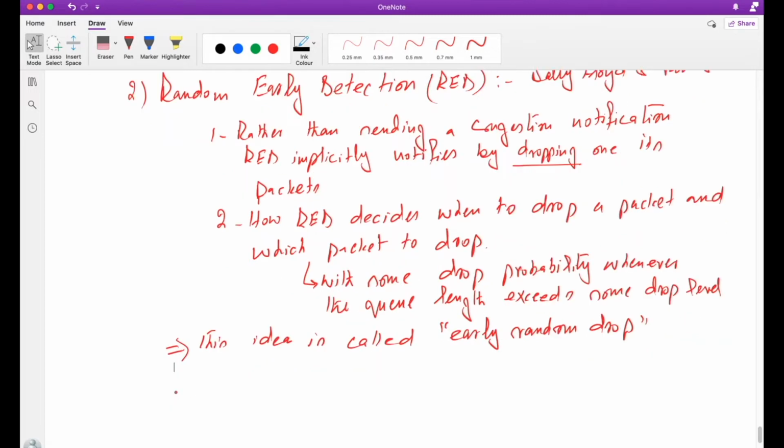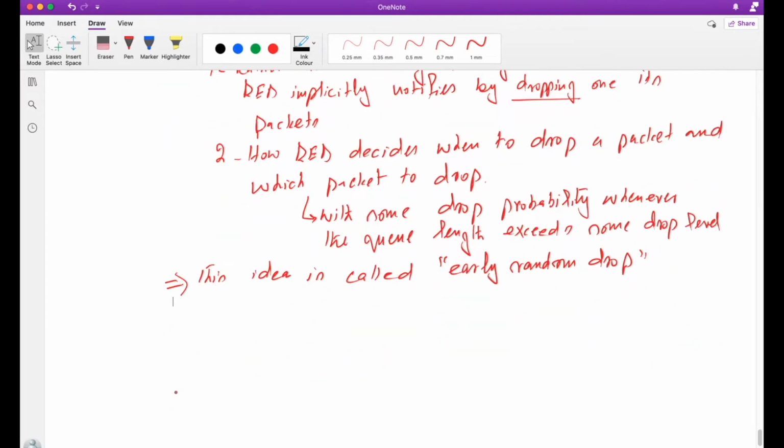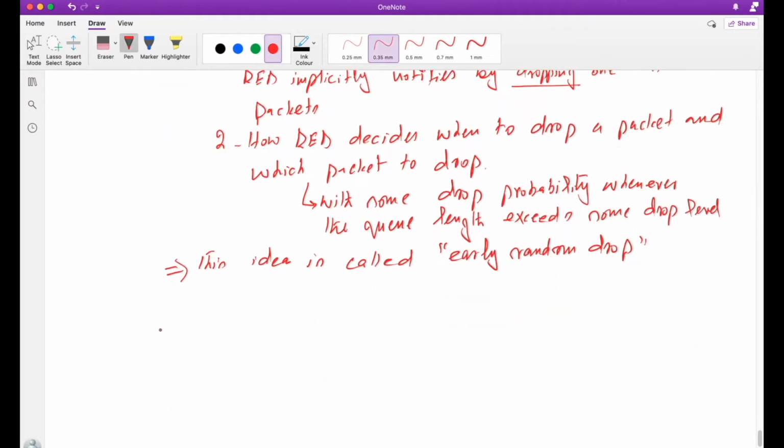So in order to understand random early detection, it's important to understand the computation of average queue length, because we will drop a packet with certain probability if it's exceeding the queue length. So let's talk about how we can compute the average queue length.